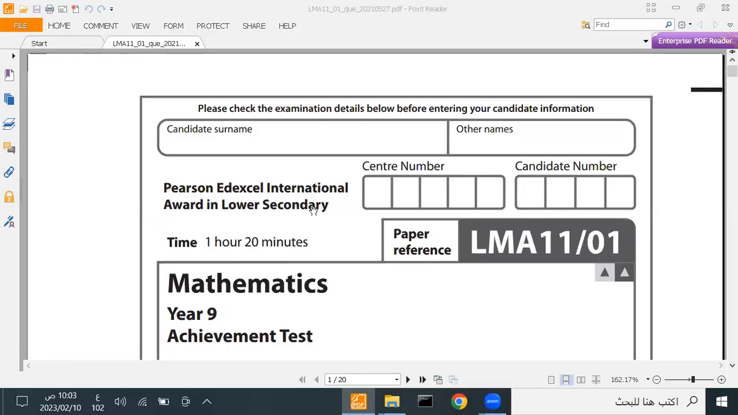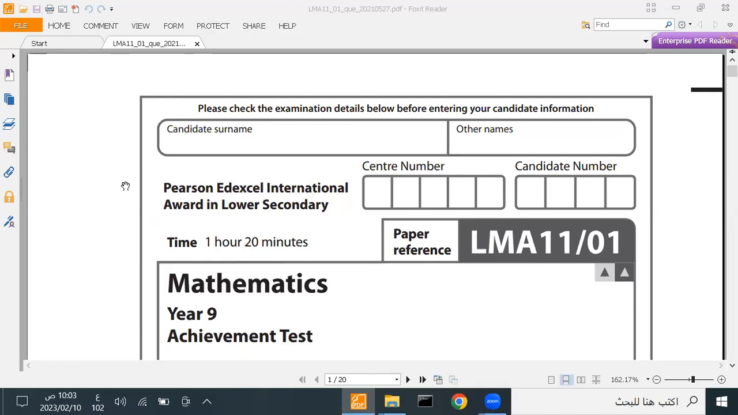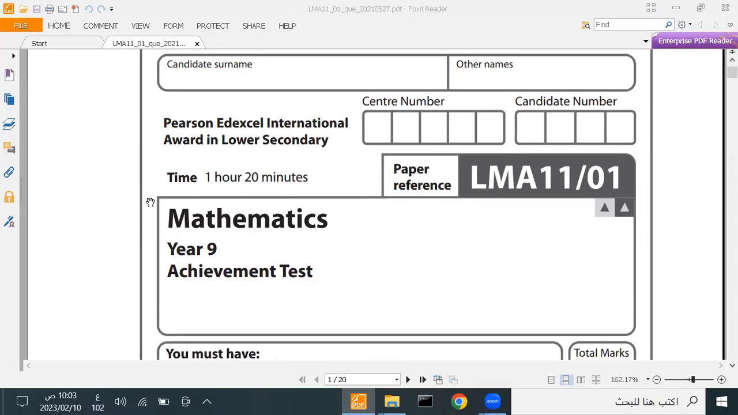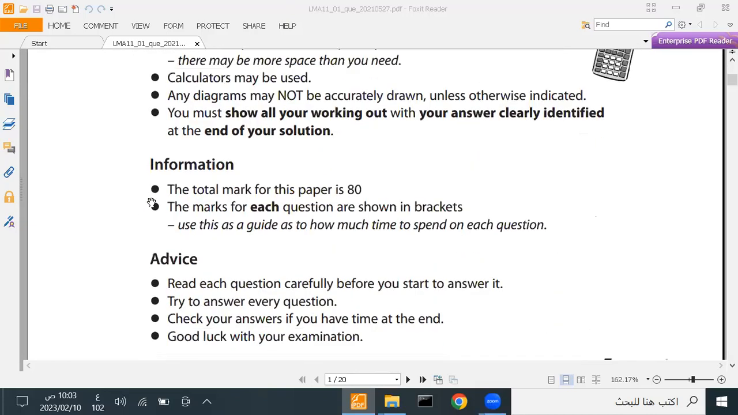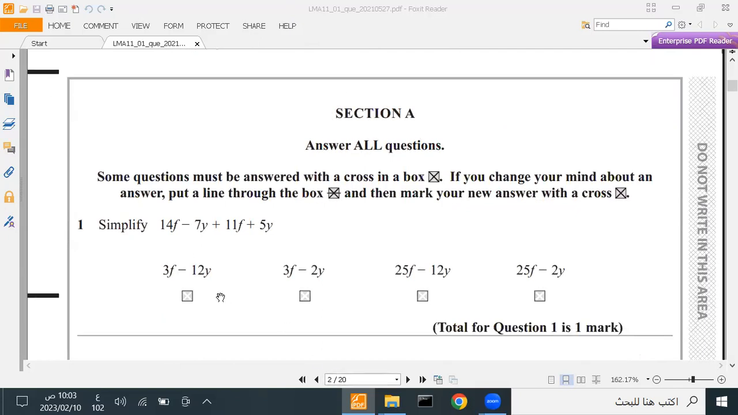Okay, hello guys. We're gonna study the 2021 achievement test. Now, this paper doesn't have a date on it, but it's labeled as 2021. I hope it's the paper that we have to study. So let's start with it. We're gonna start with section A. Answer all questions, which are in MCQs.